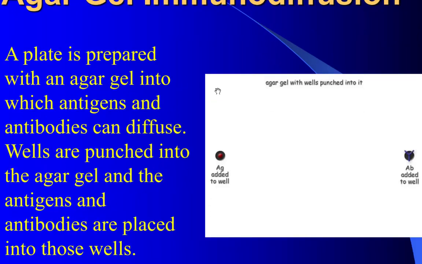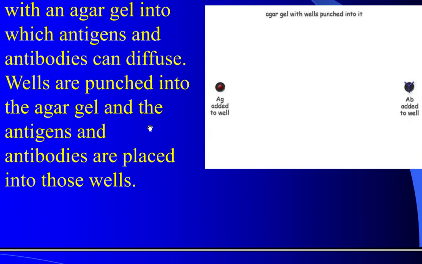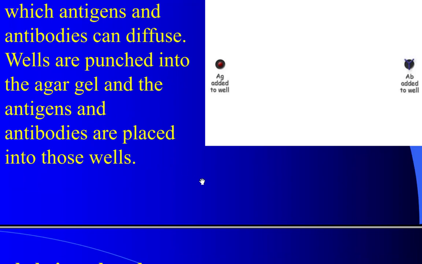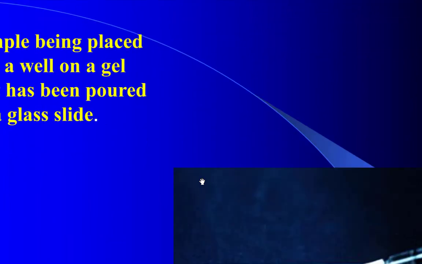Agar gel immunodiffusion. A plate is prepared with an agar gel into which antigen and antibodies can diffuse. Wells are punched into the agar gel and the antigen and antibody are placed into these wells. Sample being placed into a well on a gel that has been poured on a glass slide.